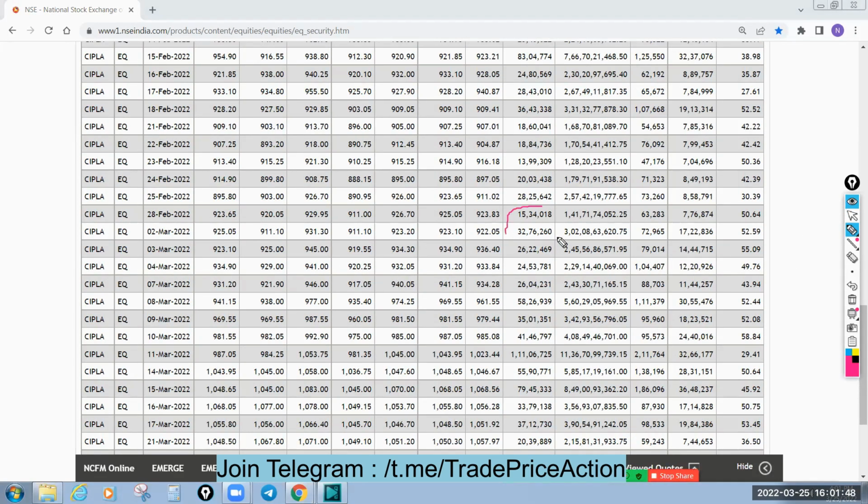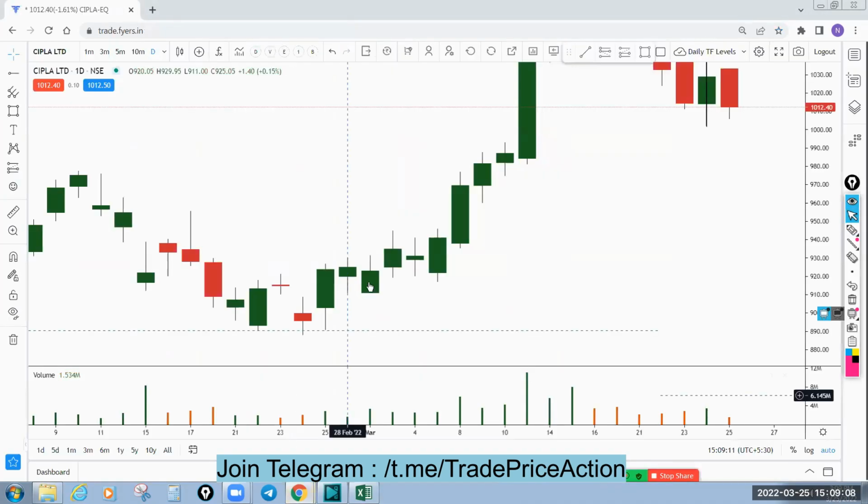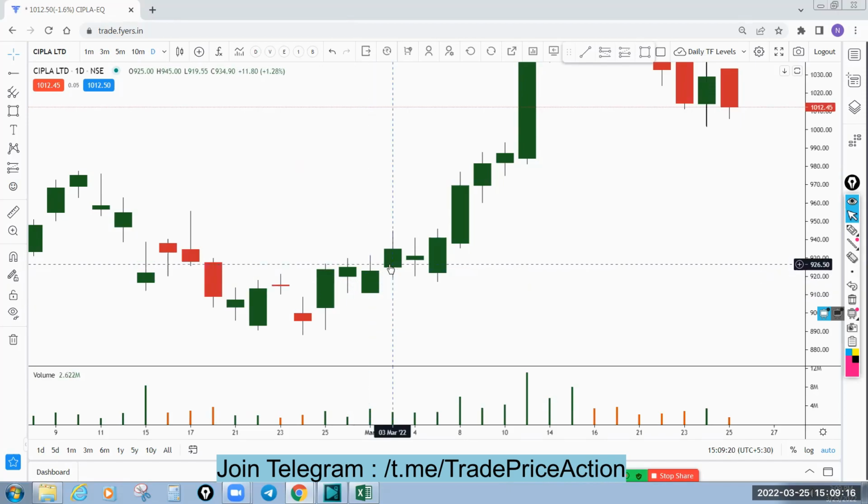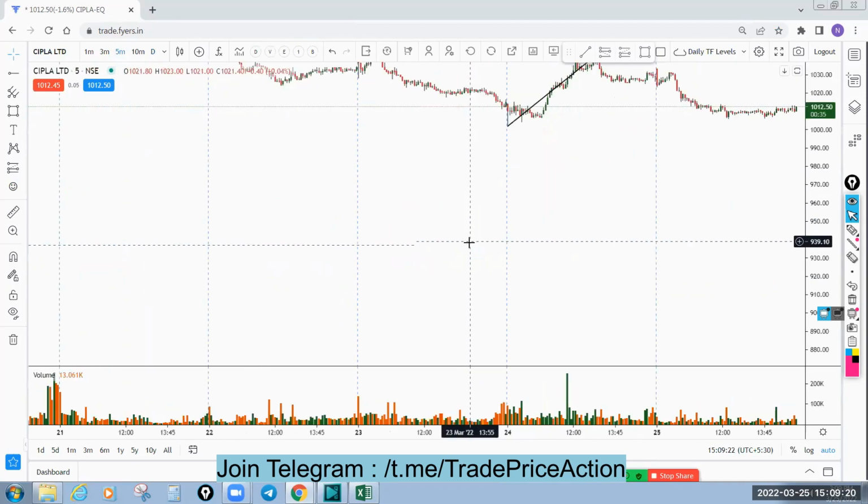Volume has broken out and there is a delivery volume breakout also. So our criteria is fulfilled. And price is in between this candle's high and low. So let us check this 2nd March important candle and the reaction of 3rd March. So we'll go to 2nd March.